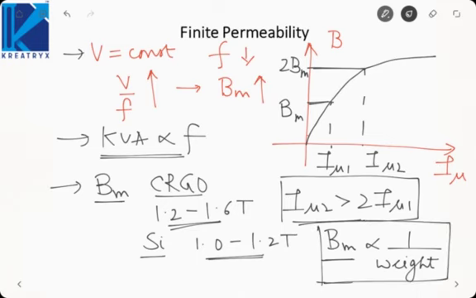So this is what happens when we take the finite permeability. What is the effect? Finite permeability induces a magnetizing current in the primary winding. It draws a current from the source to develop the flux in the core. That current is called the magnetizing current.